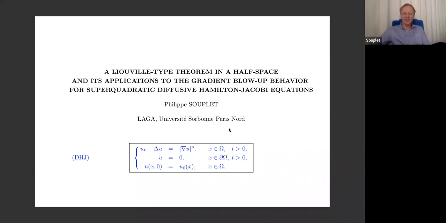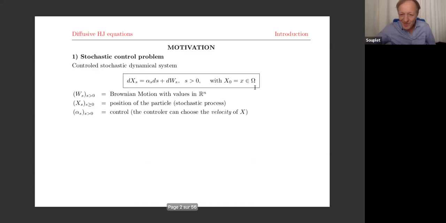So the equation is on the first slide. It looks quite simple at first sight, but in fact it has a very rich variety of behaviors and phenomena behind. So it's the Hamilton-Jacobi equation with diffusion term. And I'm considering the initial Dirichlet problem. Now let me give some motivation.